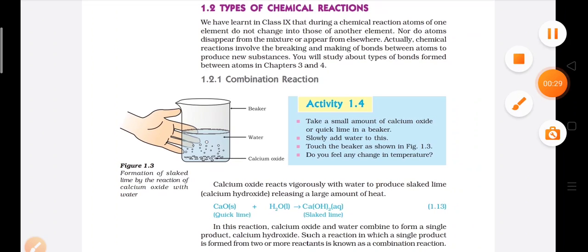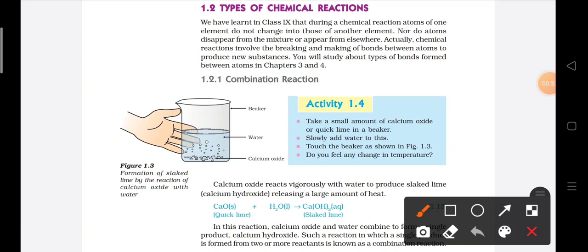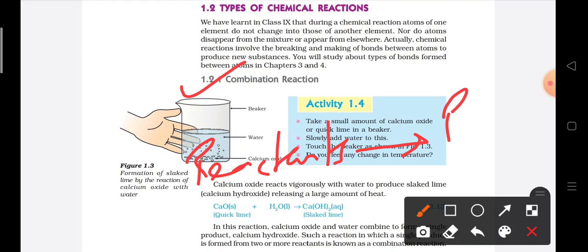So here you can see what actually happens in a combination reaction. We know that we have the reactants on the left side, okay, and the products on the right side, that we have already discussed in the starting of the chapter. Now over here the products are formed when the reactants react together, or there may be a single reactant also, but in combination reaction we have at least two reactants, okay.